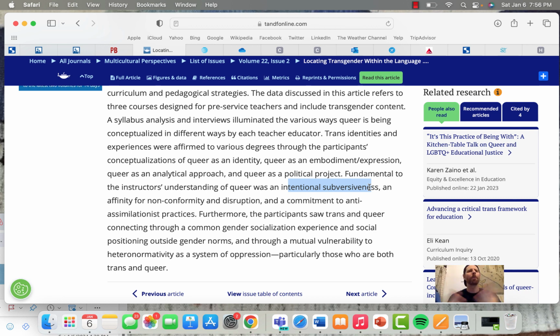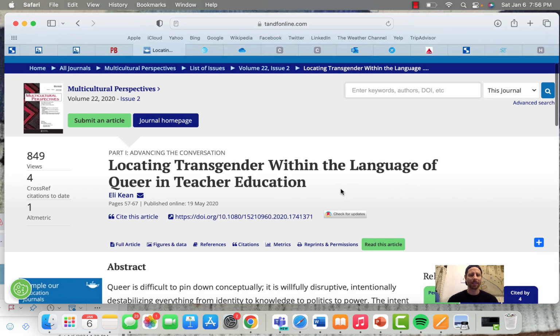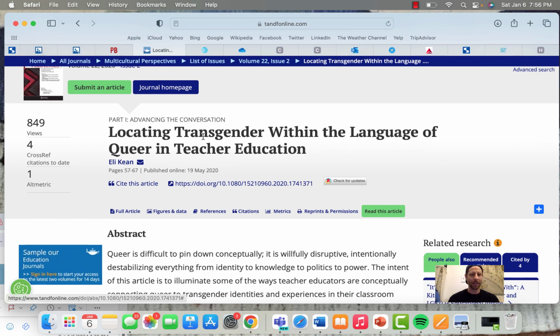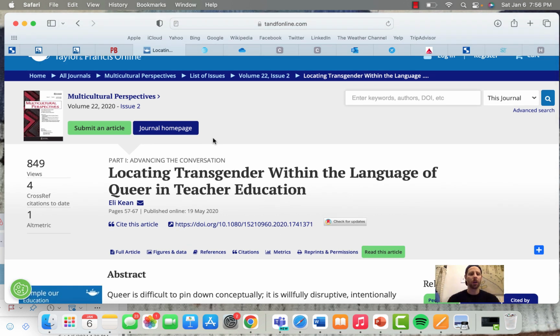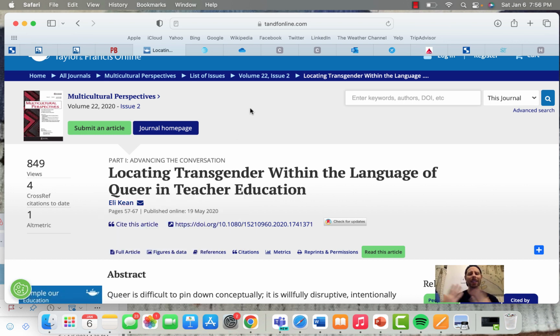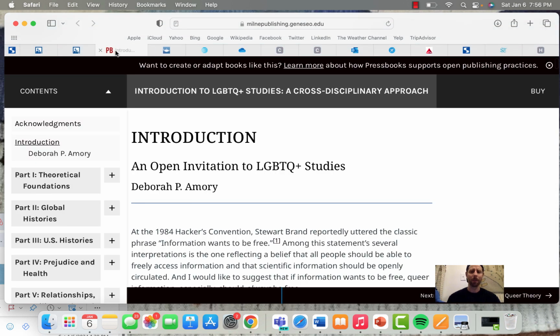So I might put that in my discussion question, and here's my source, right? This is Eli Keene writing in this article in this journal called Multicultural Perspectives, right? I know that from up here, and I've got my author. This is University of Missouri. So I know that this person's kind of reliable, right? They have a university background and some experience. So that's one of our discussion questions this week.